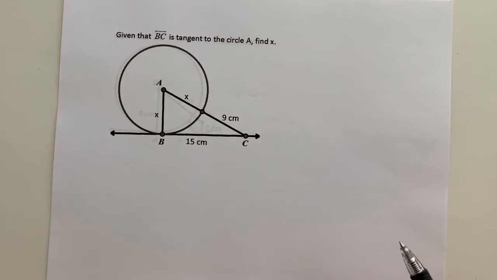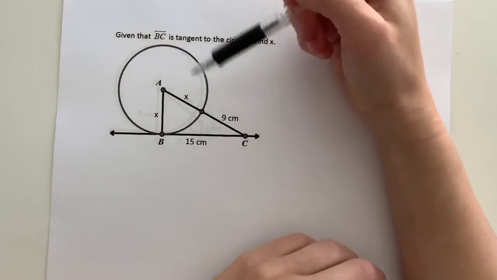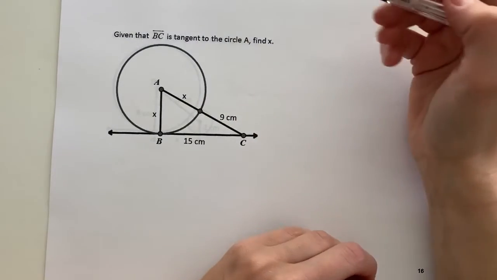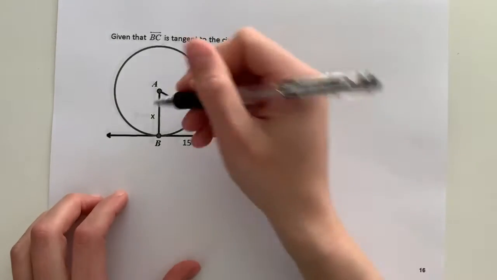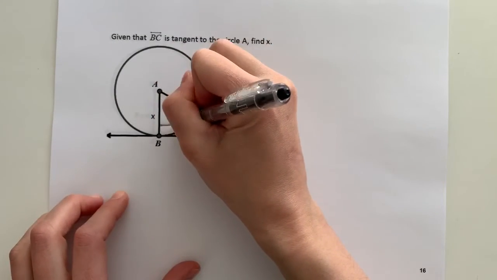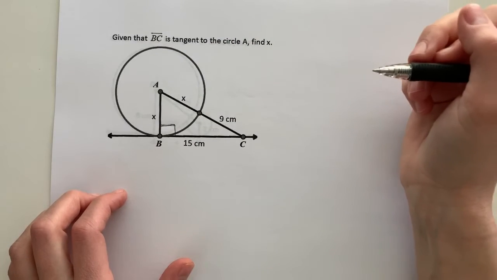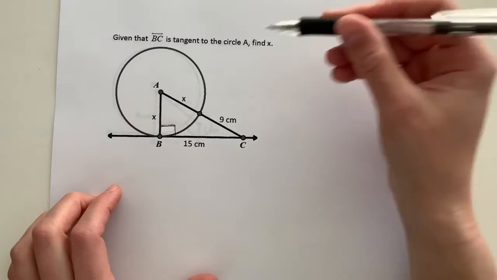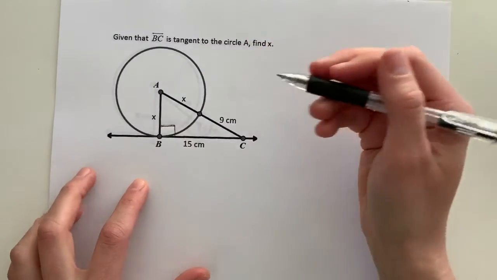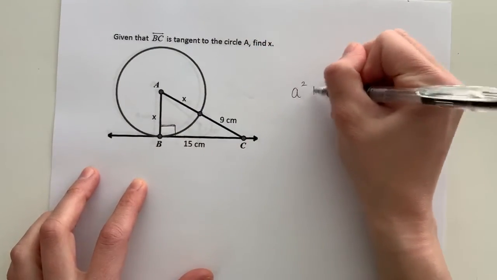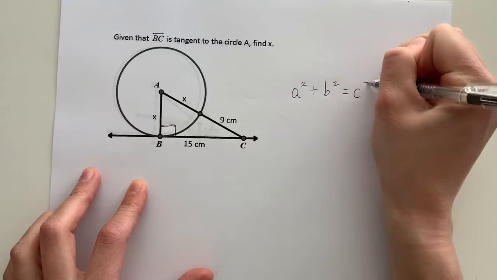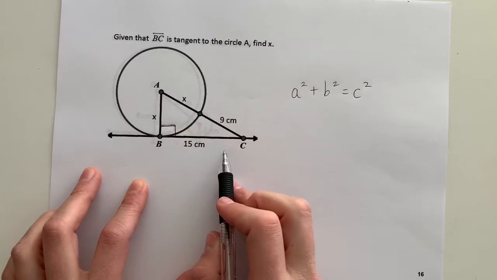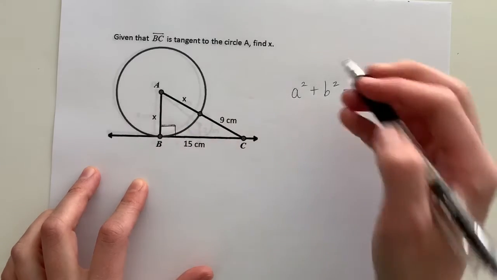Here I'm given that line BC is tangent to circle A, and I want to find x, our radius. Since BC is tangent, I want to make sure that I label that as a right angle there. Now look at my right triangle. Let's put our Pythagorean theorem here. It does not matter which side you use as a or b. I'm just going to use a as x.